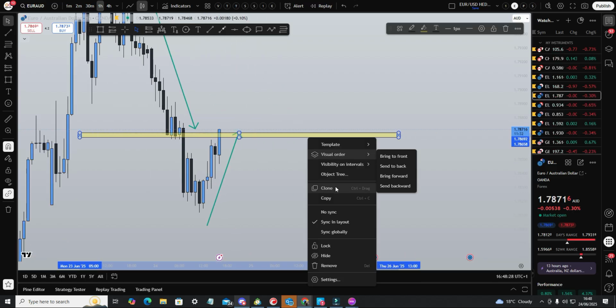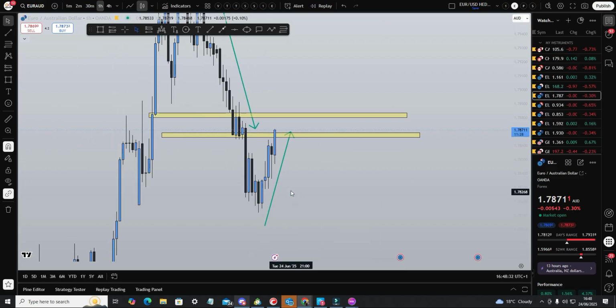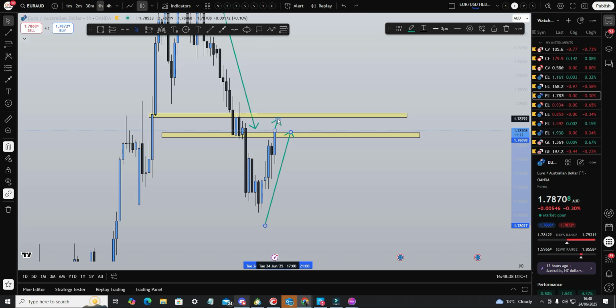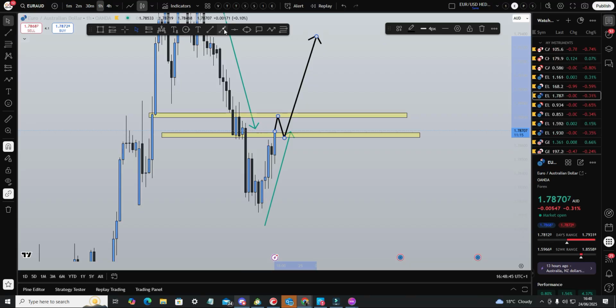It's marking out my zones, and after I mark out my zones, I'll be looking at areas to capitalize from. So one is here. Let me just move this out of the way. So breakout, retest, boom. Or let me just mark this one, breakout, retest, boom.